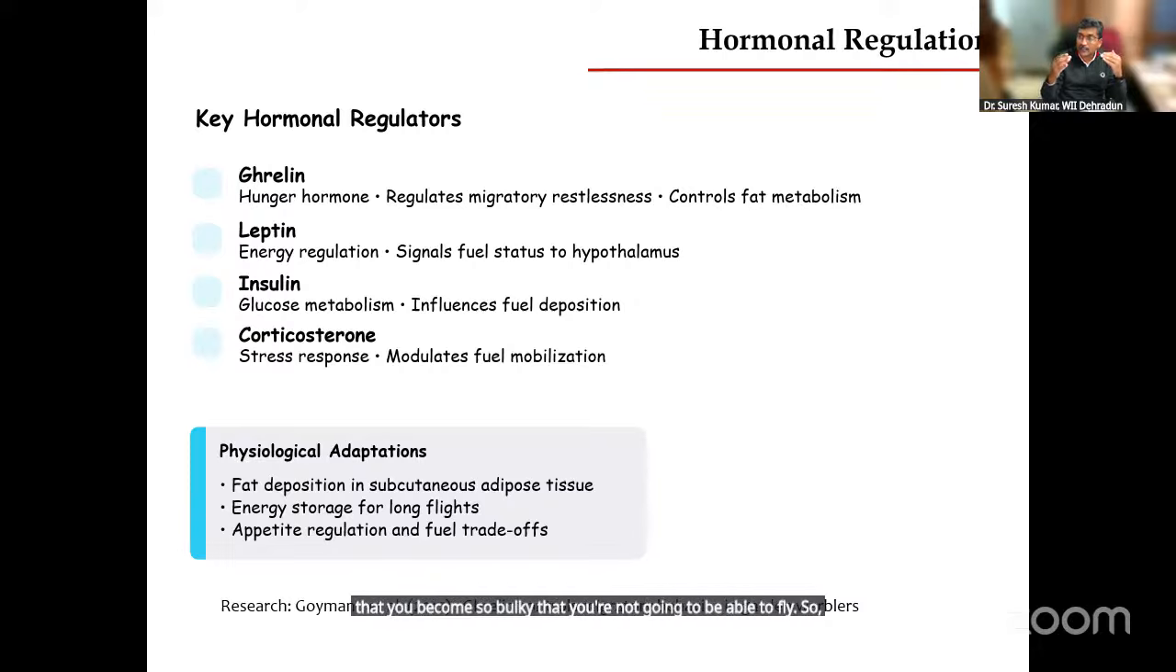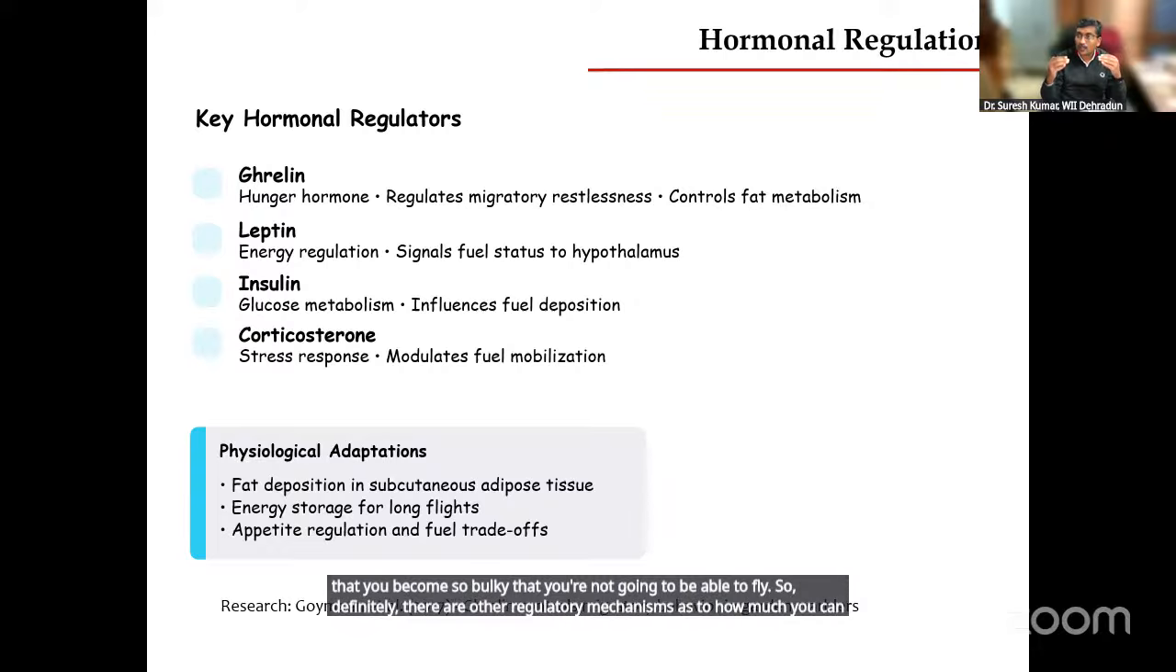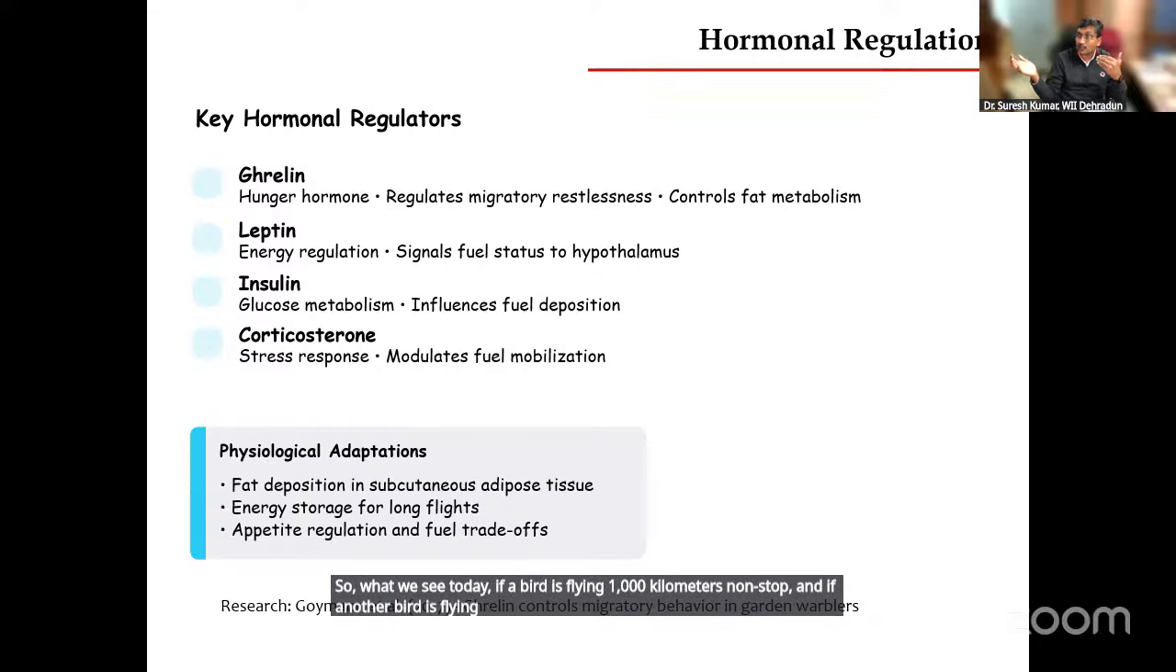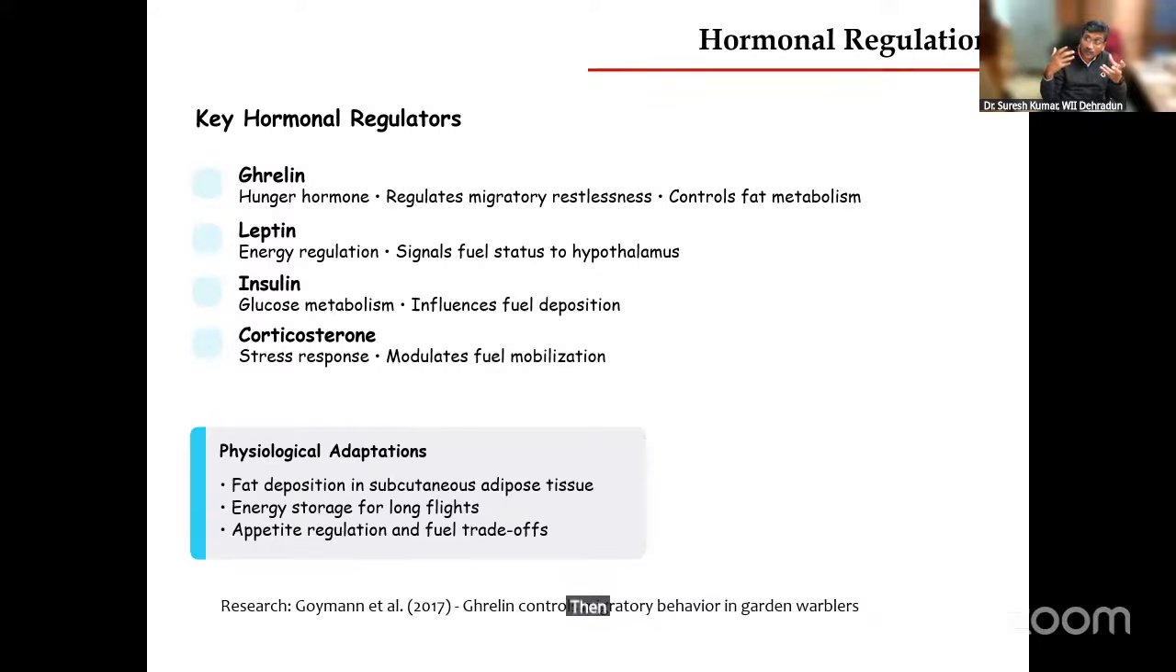So definitely there are other regulatory mechanisms as to how much you can store, and that fat store or your reserve is going to take you only to a certain point, not beyond that. So what we see today, if a bird is flying 1,000 kilometers nonstop, and if another bird is flying 5,000 kilometers nonstop, then the amount of food reserves that each of them could store is going to be different.